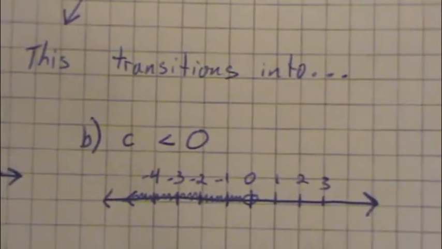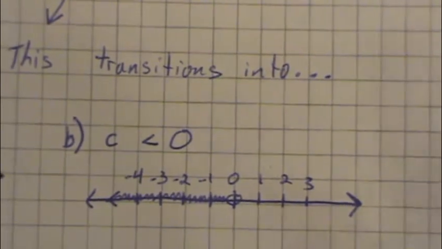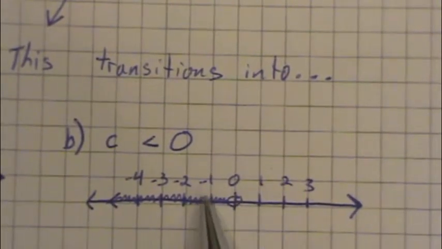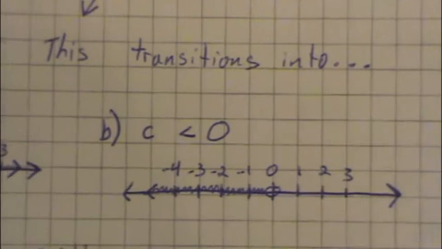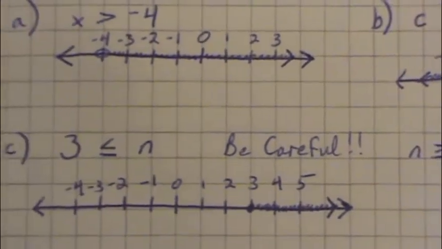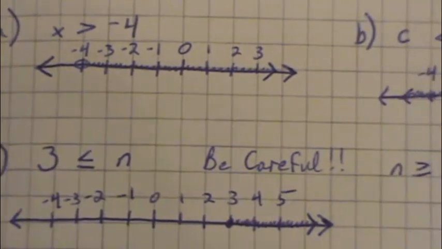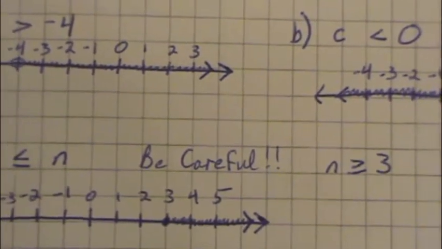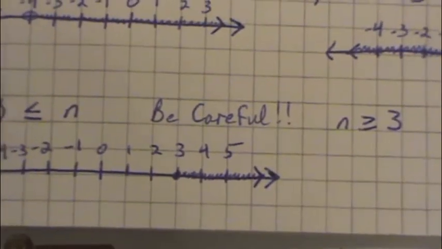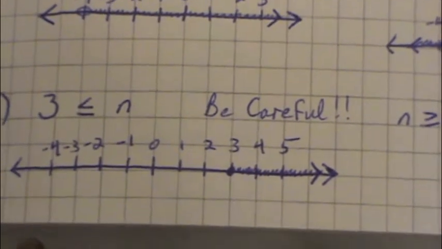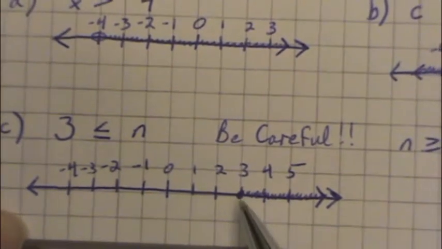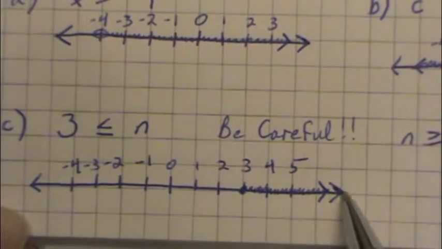Letter B should look like this. If c is less than 0, open circle at 0, arrow going that way. And letter C, be careful, 3 is less than or equal to n is the same thing as n is greater than or equal to 3. So your graph should look like this. A closed circle at 3, because 3 is included, and the arrow moves off to the right.